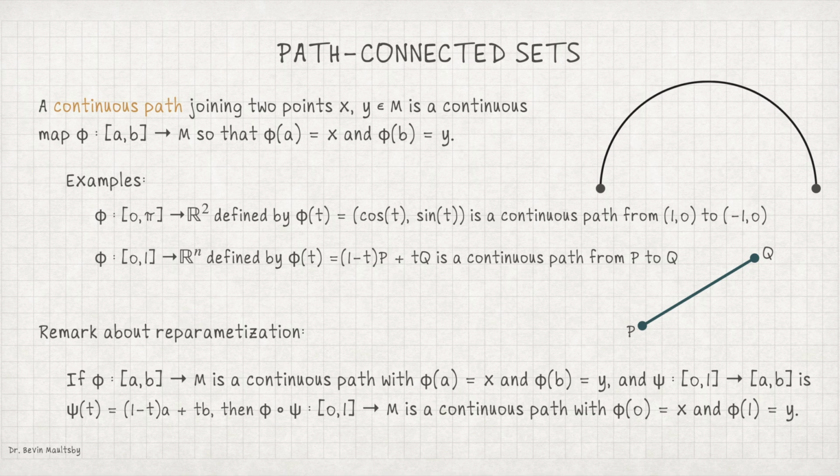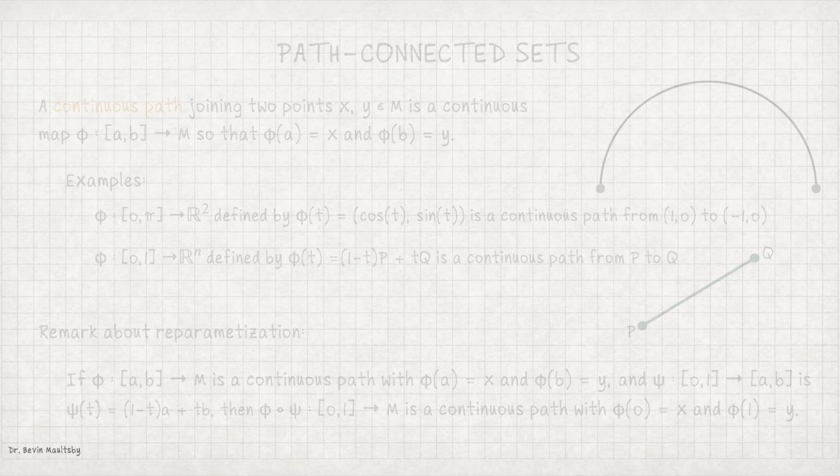So this is a reparametrization of my original path so that the time duration goes from t equals 0 to t equals 1. A few minutes ago, I said that it can be difficult to show that a set is connected using the definition, but actually our next theorem gives you another way to show that a set is connected. So the theorem we are about to prove is that if a set is path connected, then it is connected.